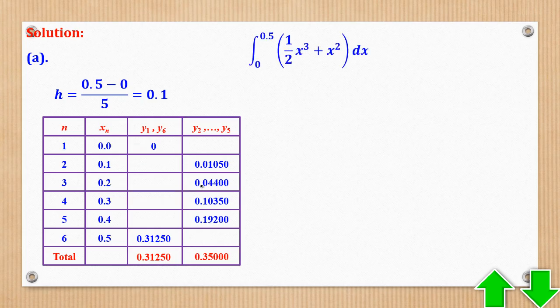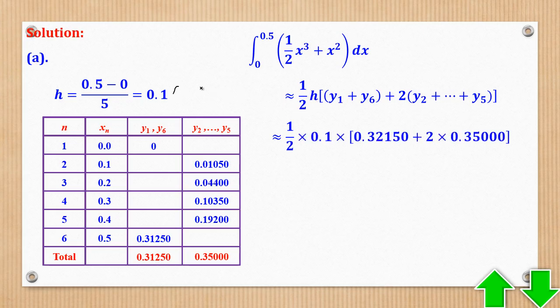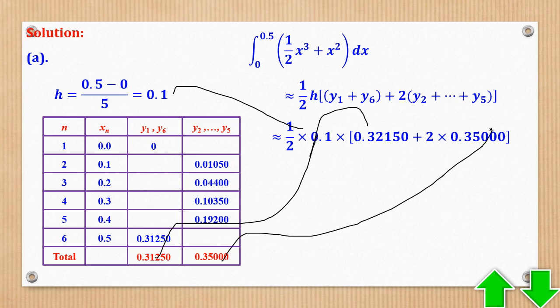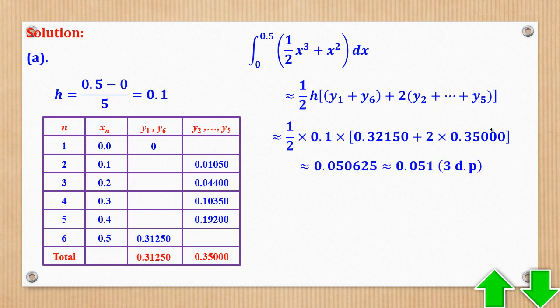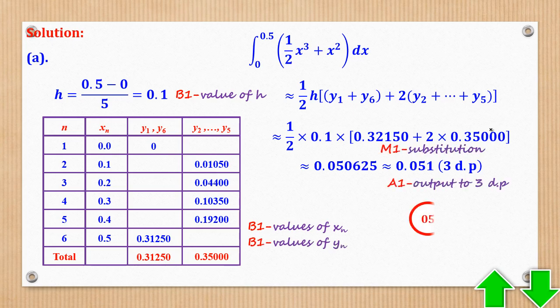After that, you code the formula. So this is the expression where we substitute our values of x to get the corresponding values of y. Code the formula and substitute the strip width and the sum of extreme values. So extreme values are here, sum of intermediate values are here. You are going to get the output to the required accuracy. That was Roman part A.